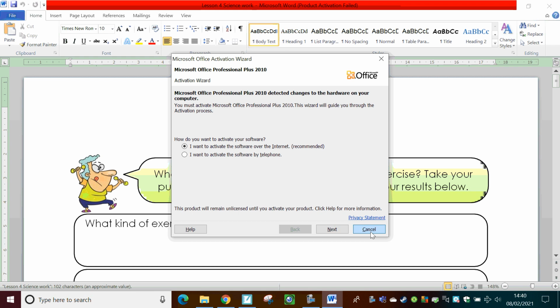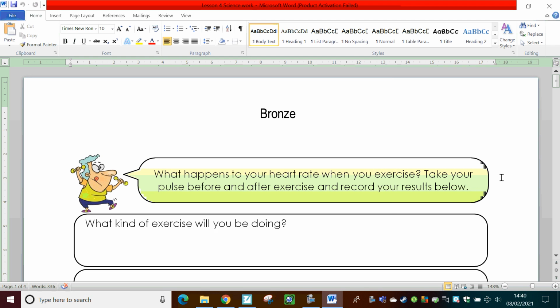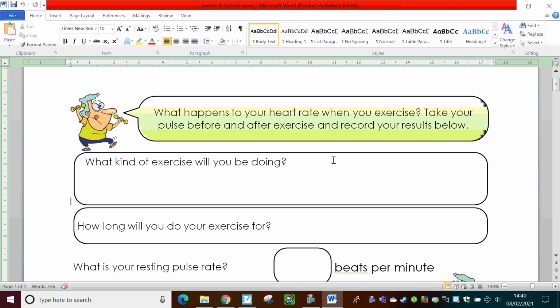Here we go then. Bronze. What happens to your heart rate when you exercise? Take your pulse before and after exercising and record your results below. So you've got several questions and you just need to answer those questions. What kind of exercise will you be doing? Now, this goes for bronze, silver, and gold. I ran on the spot for 2 minutes.